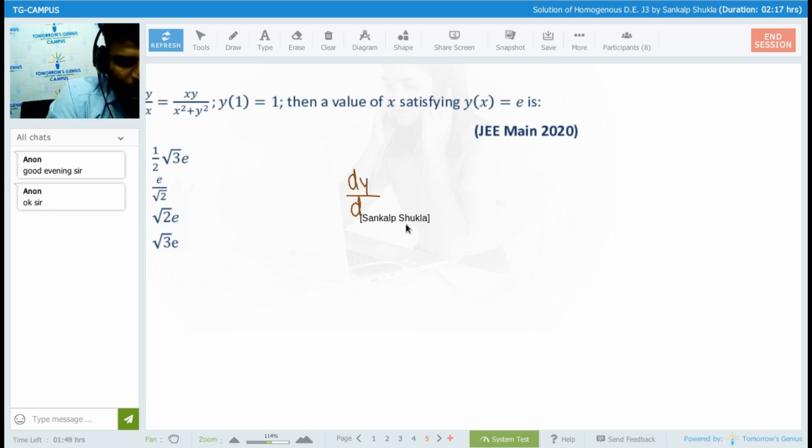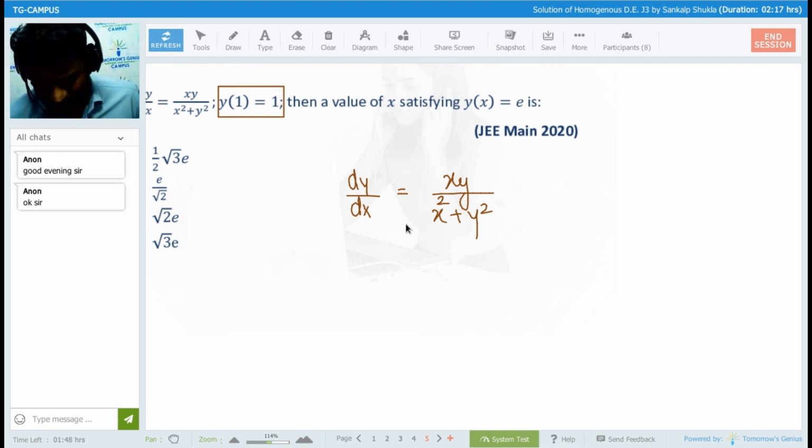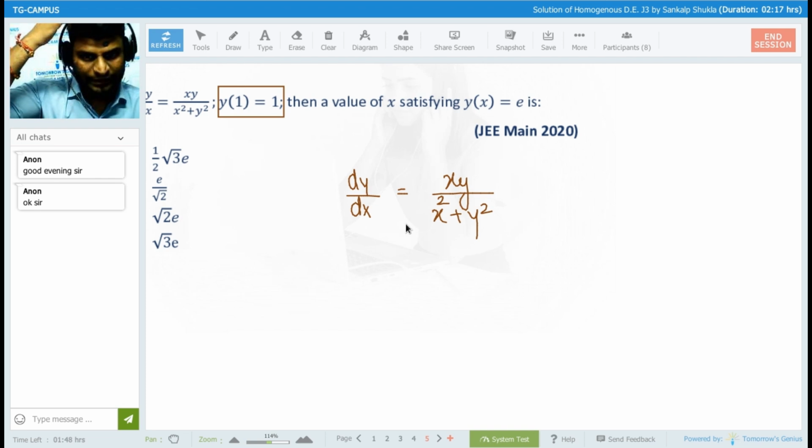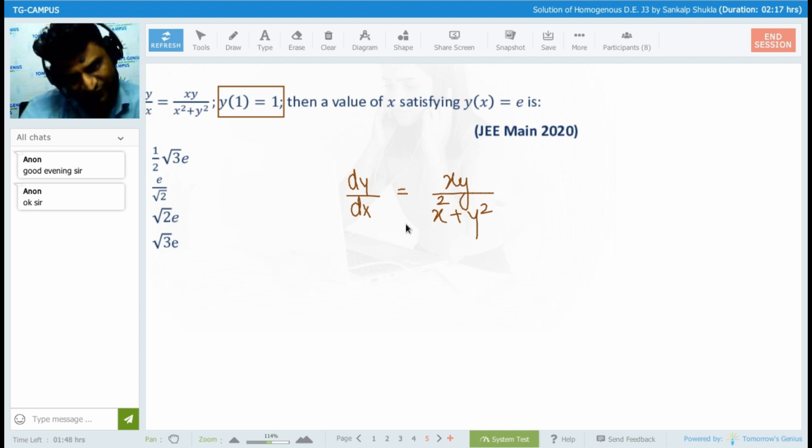dy by dx is given to you as xy upon x square plus y square, right? And this one is a particular solution, y of 1 is equals to 1. Okay, so what is the total power of xy? It is 2 because x is having its power as 1 and y is also having its power as 1. In the denominator x square has power 2 and y square also has power 2. So this is a case of homogeneous differential equation.